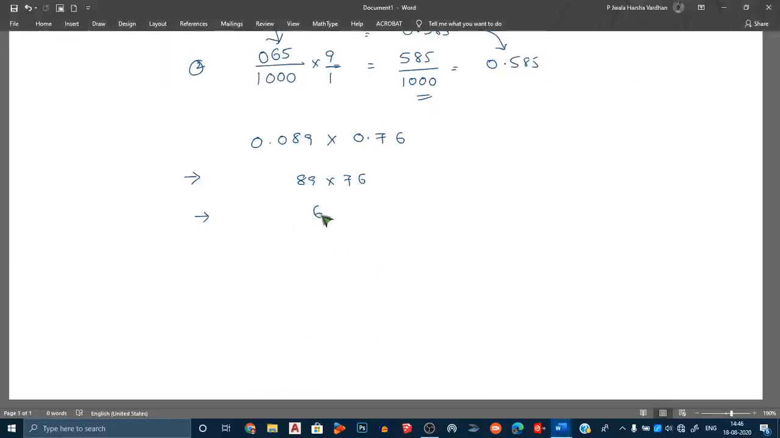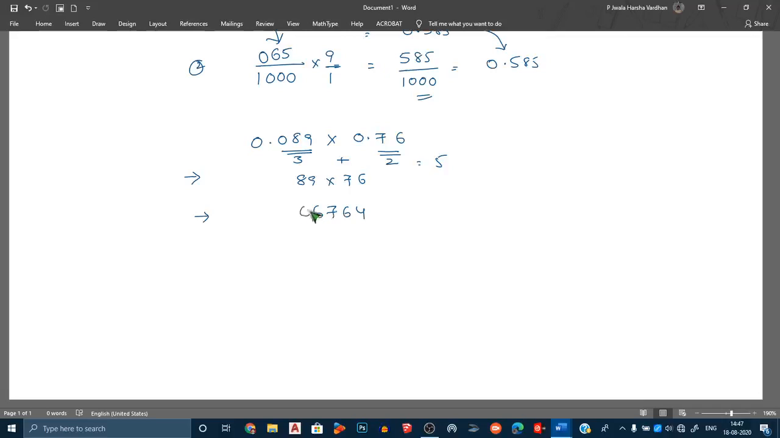The product is 6764. So after getting the product, count the number of digits after the decimal point in both the numbers, because both the numbers have decimal places. You have to count. Here how many digits are there? 3 here. Here 2 only. So add them. 3 plus 2 is 5. So after 5 digits, you have to put the point here. But here only 4 digits are there.